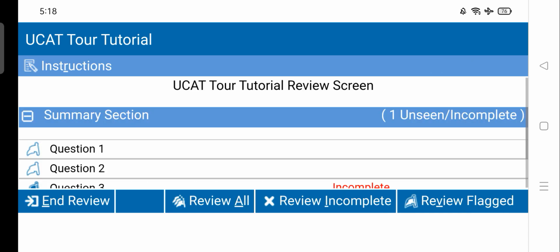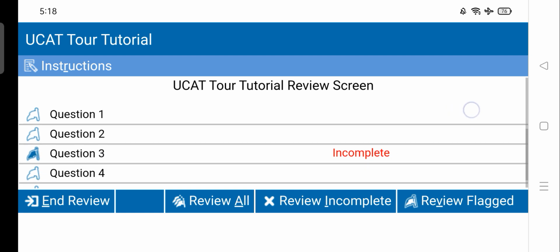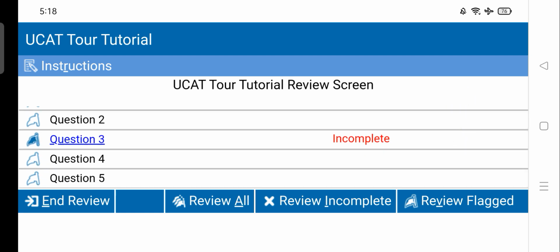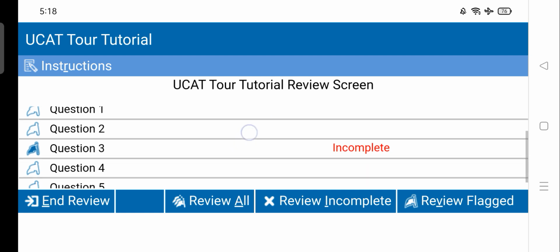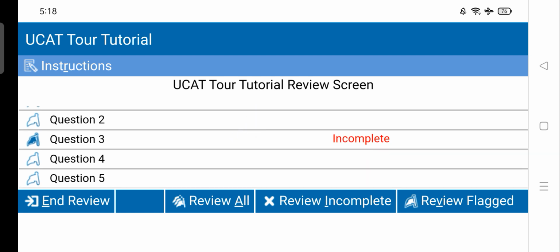And here we have the review screen. It will tell you how many questions you have completed, how many are uncompleted, and which questions you have flagged for review. So here we have questions 1, 2, 3, 4 and 5. Question 3 we kept incomplete, and we flagged it just to show you how you can flag your questions and how it will appear at the end of the screen.